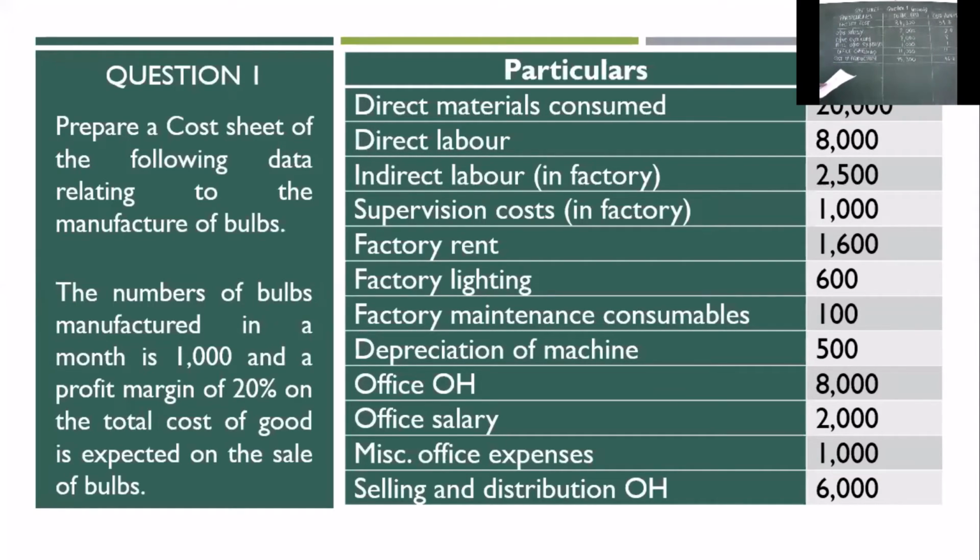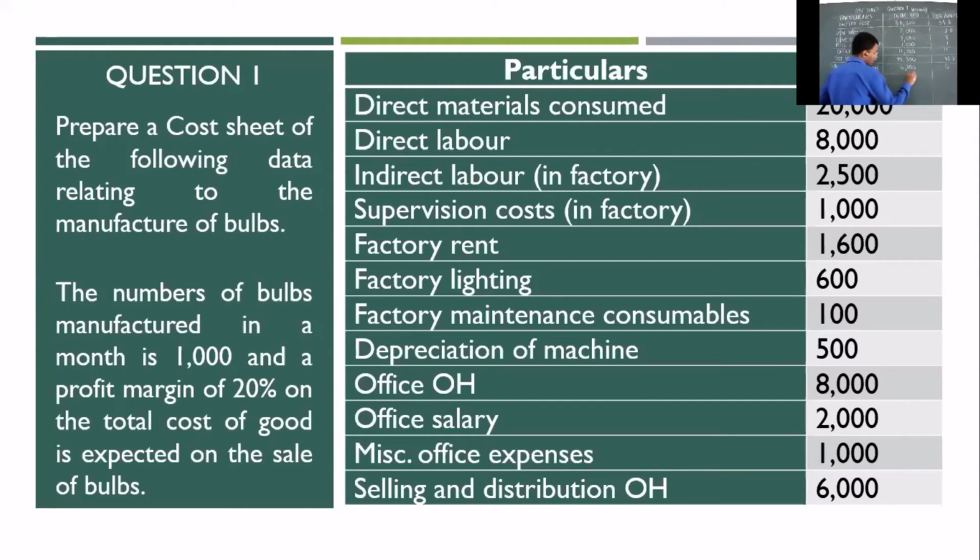Now the next step that we have to do is consider our selling and distribution expenses. We have to consider our selling and distribution overhead. Lucky for us, in this particular question, we've been given just one item, and it is straightforward. It is given to us as selling and distribution overhead. This works out to be 6,000. Cost per unit is 6.